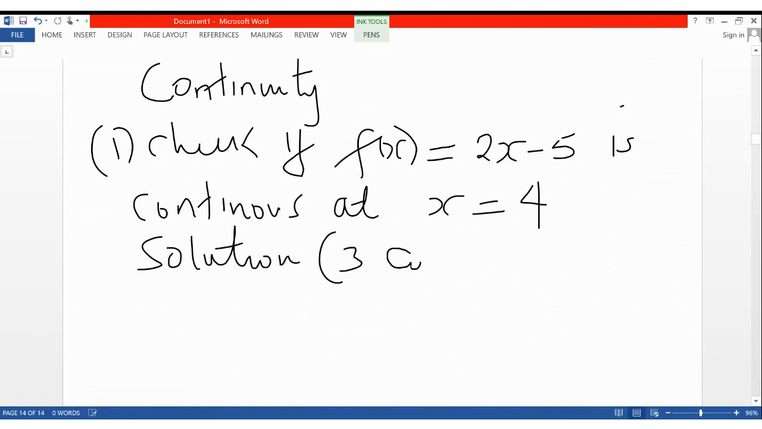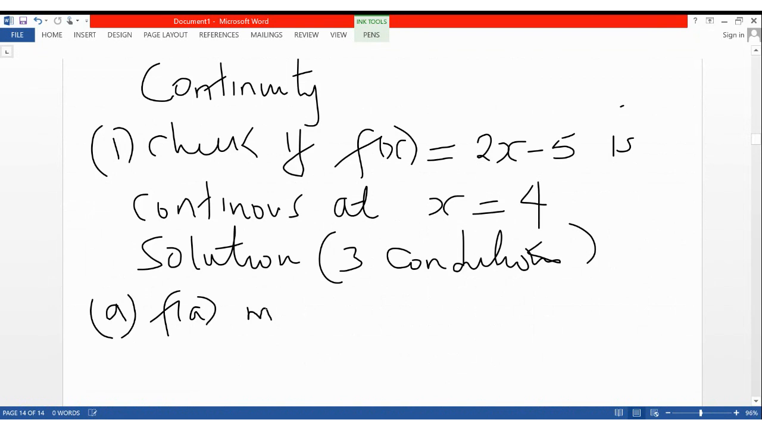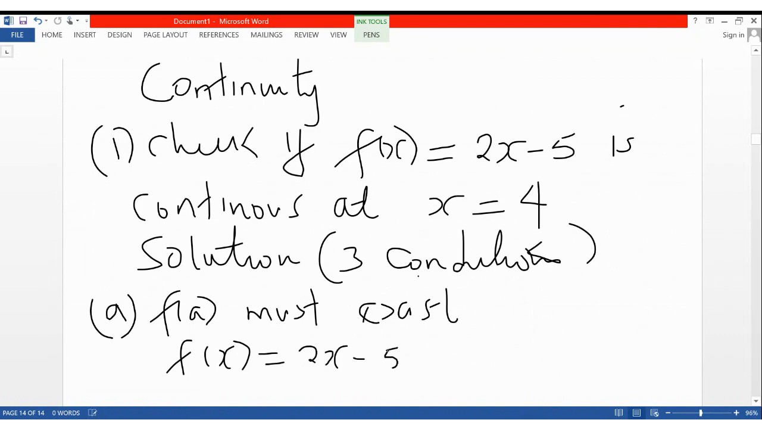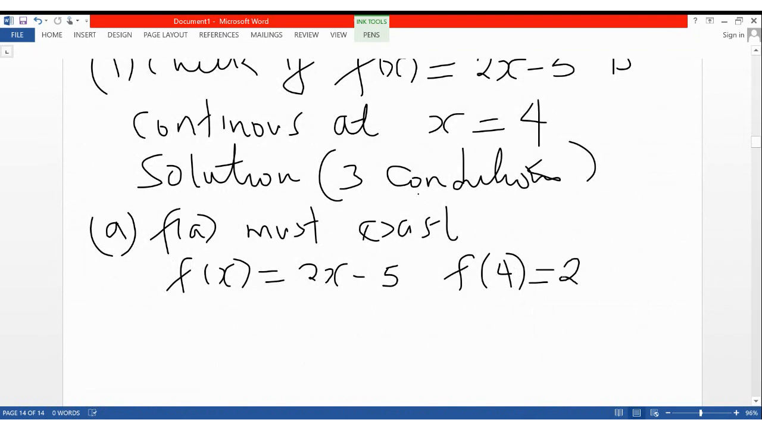you need the three conditions if you want to check. The first condition is that f of a must exist. Now here our a is number 4, the particular point. So what we need to do is to just find out if f of x is equal to 2x minus 5. Can someone find f of 4? That is the point that we have been given. F of 4 will be given by what? So f of 4 is easy. We shall just replace 2 times 4 and then minus 5. Correct, you get 3. That's the first condition you have to check.